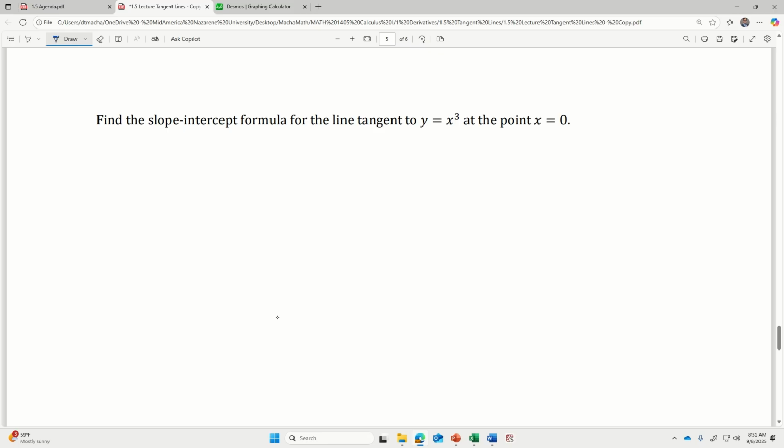Find the slope-intercept formula for the line tangent to y equals x cubed at the point x equals 0. Okay, so once again, the function that I'm given is x cubed. The point that I'm given is where x is equal to 0. So I need to calculate the y coordinate. To find the y coordinate, I just plug this into my function. It's going to be 0 cubed. And so the y coordinate is going to be 0.